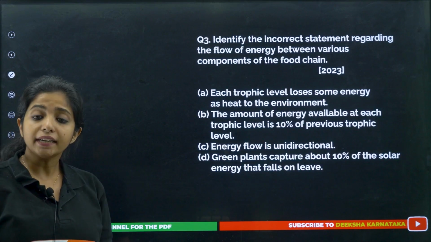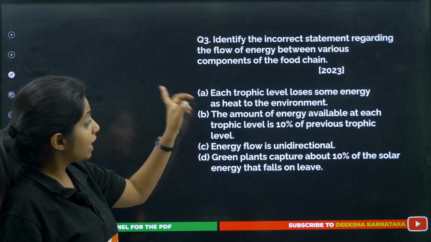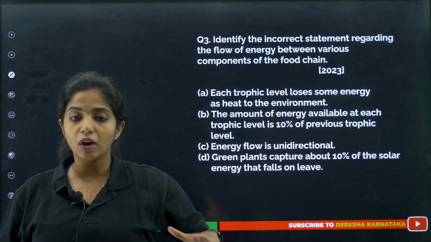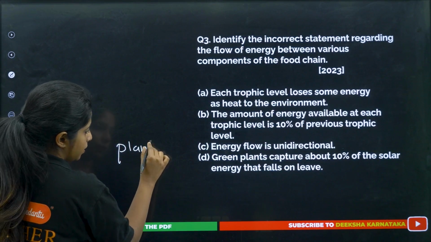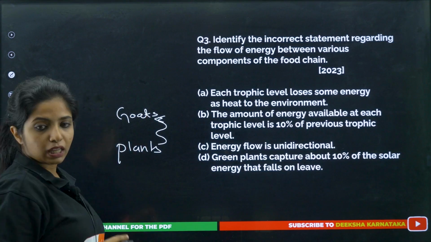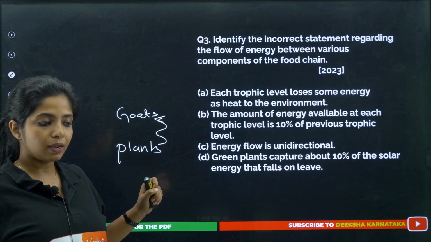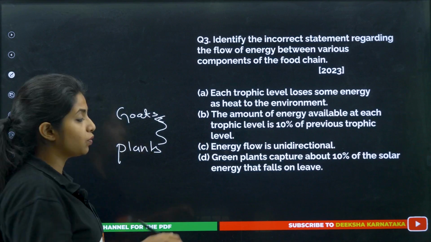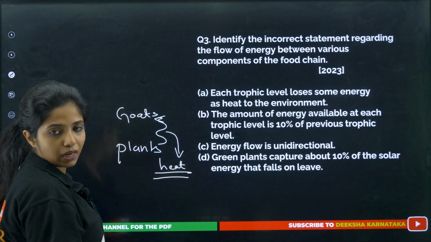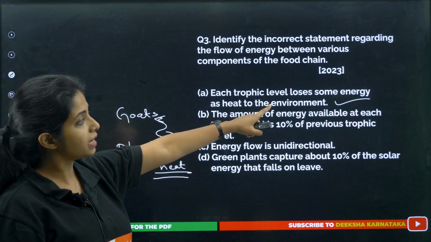Now, the third question: identify the incorrect statement regarding the flow of energy between various components of the food chain. Each trophic level loses some energy as heat to the environment. So, from one trophic level, for example producers, that is plants, the plants are being eaten by, suppose, goats. When energy is being transmitted, no energy transfer is loss free. In every energy transfer, there will be some losses, and these losses will be in the form of heat or something which will be given to the environment. So this is entirely correct.